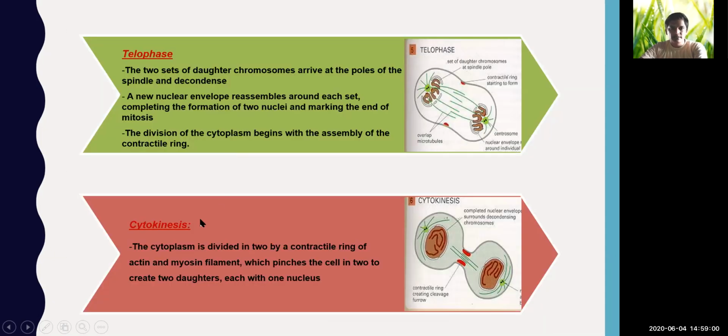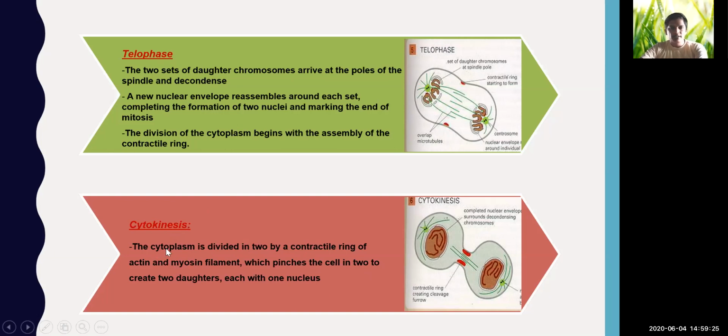Last, cytokinesis. Cytokinesis means dividing two cells. Actually, the end of telophase leads to the formation of two cells. The process is known as cytokinesis. Karyokinesis means division of the nucleus, and cytokinesis means division of the cytoplasm.